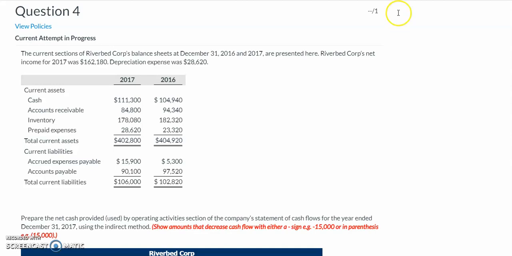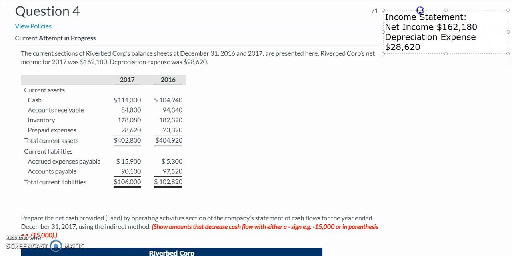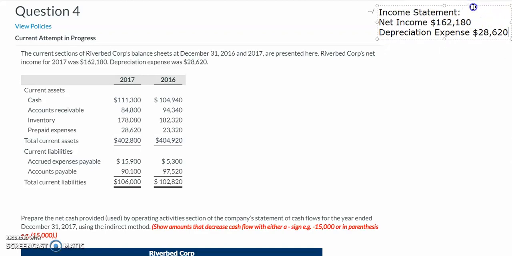So what I'm going to start off with is just writing out the information from the income statement. And from the income statement, we know that the net income was $162,180 and depreciation expense was $28,620. And this is going to be important a little bit later as we go through our problem.